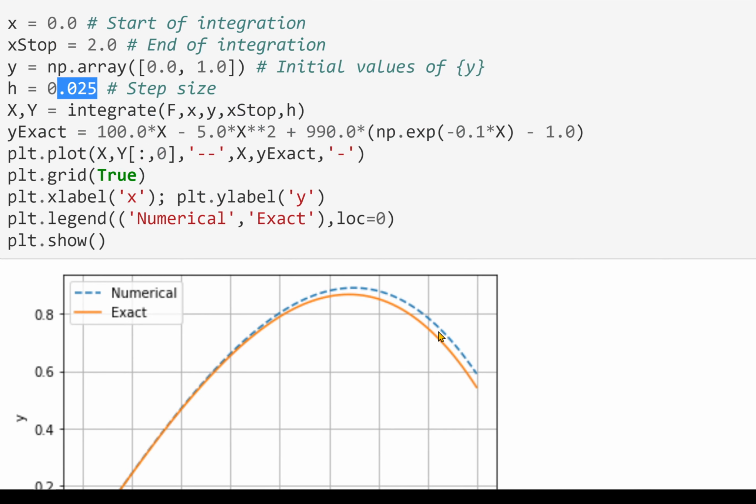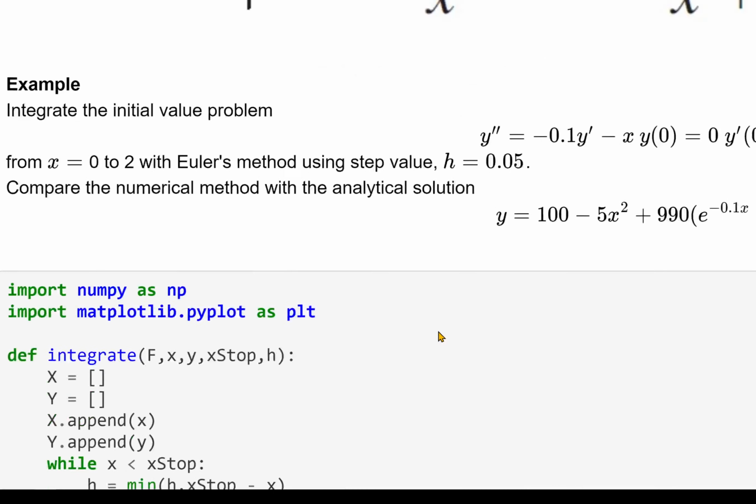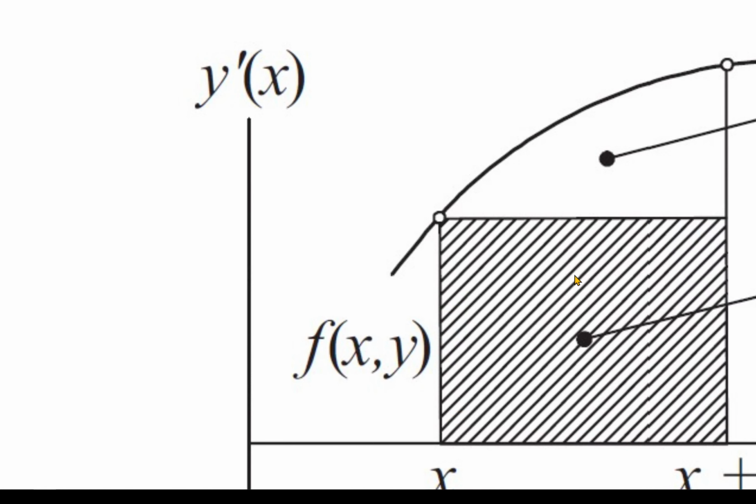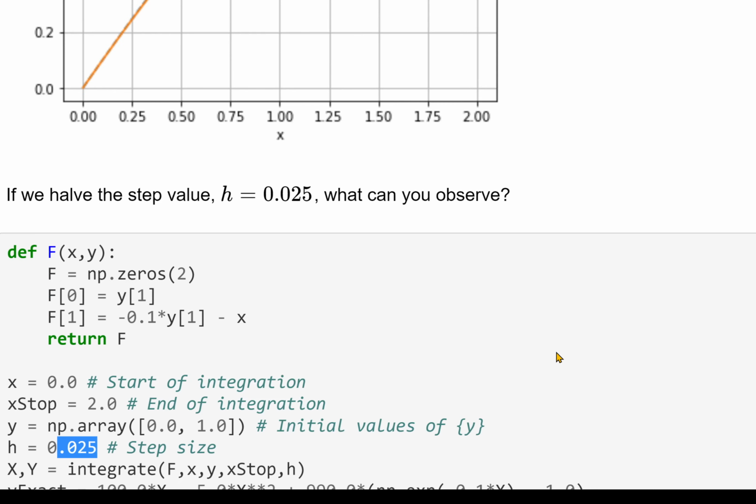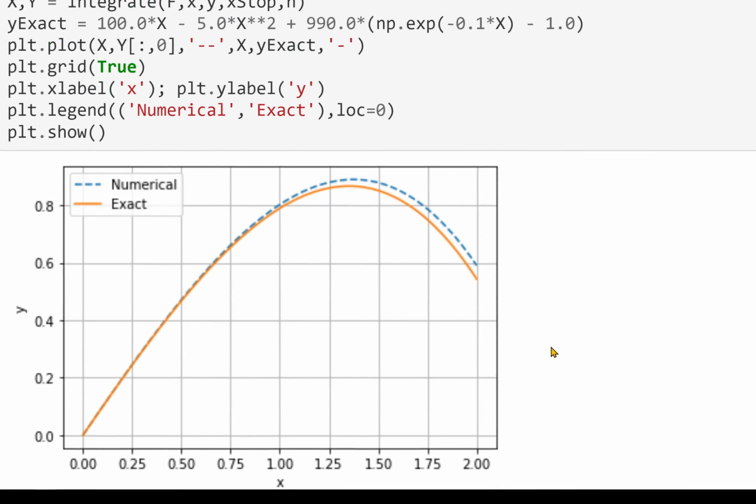From the graph, if you have this one from 0.05, let's say this distance here is 0.05, then 0.25, you can say that the truncation error is also half. So that's it, and you see the difference.